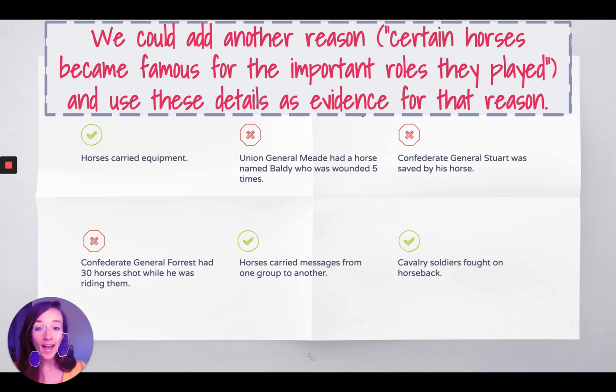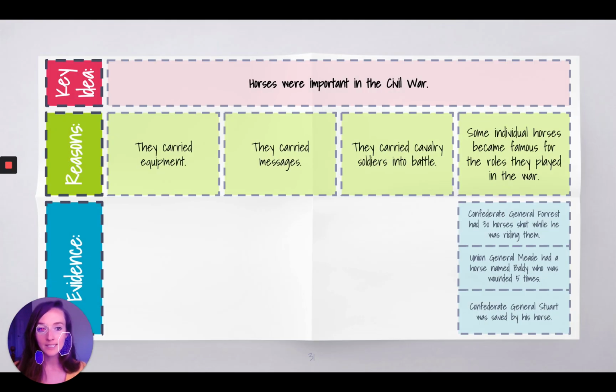We could add another reason, a 4th reason, maybe combine these together and call it certain horses became famous for the important roles they played. That could be one reason that they were important. And then we could use these 3 details that we're not saying are reasons as supporting evidence for that 4th reason if we wanted to. So that would look something like this.